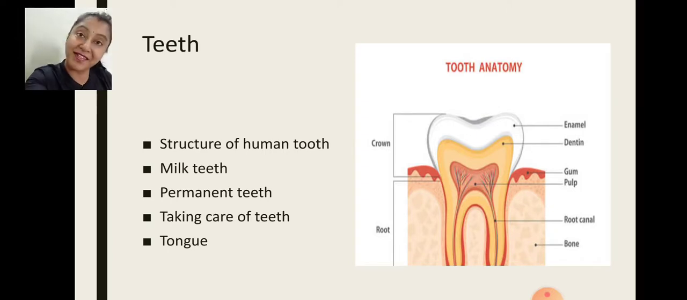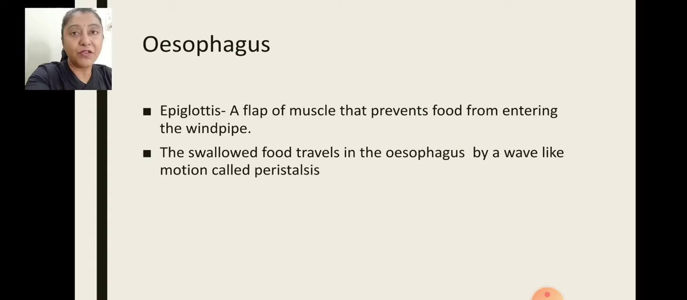The name is bolus itself. So this bolus, which is made by the tongue, is swallowed by us, and then it enters into the esophagus. Let us see. Esophagus. Now the tongue has formed the bolus or ball of chewed food, and with the help of the tongue we have swallowed it and the food has entered the esophagus.